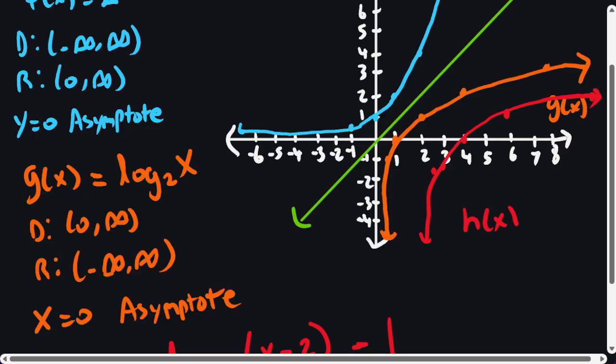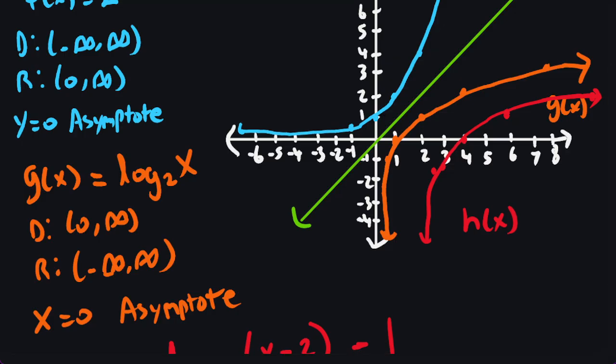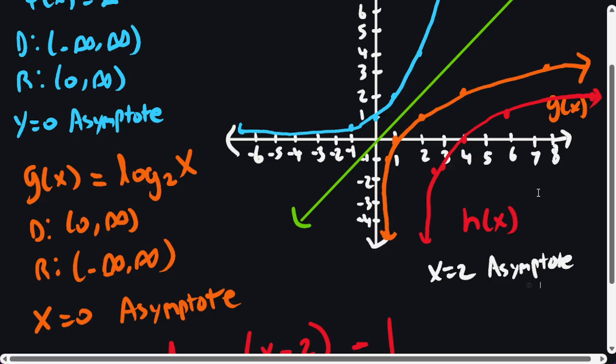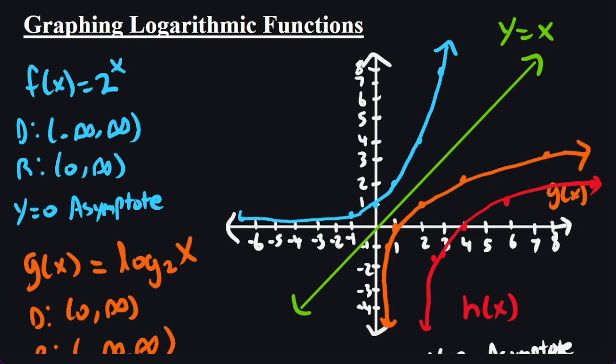So h of x in red, it is a logarithmic function. And you'll see that the asymptote has actually shifted. The asymptote now is at x equals 2. So x equals 2 is the new asymptote for h of x. So that's how you graph logarithmic functions.